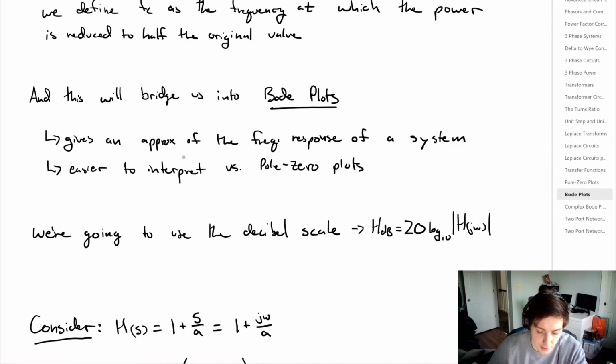We're going to say that H dB is simply equal to 20 times log base 10 times the magnitude of H. And to look at a quick example, we're first going to consider H as a function of s, and just recall that s is equal to j omega. We're going to say that H is equal to 1 plus s divided by a, which is also equal to 1 plus j omega divided by a.